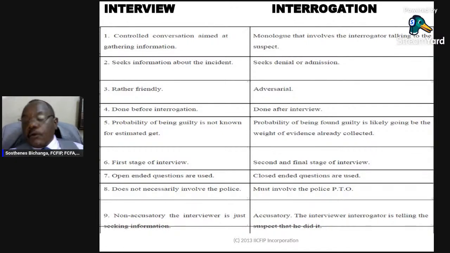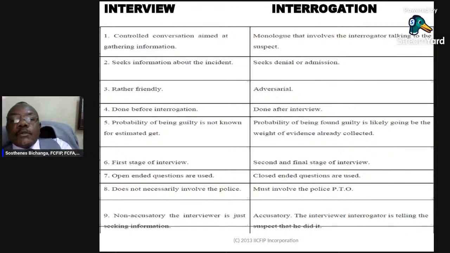These terminologies sometimes confuse: interview and interrogation. What is interview and what is interrogation? We have already defined interview. What is interrogation? Interrogation is a stage of interview where the interviewer is asking admission seeking questions. That is the theory that is done during the interrogation stage. So interrogation is like an advanced stage of interviewing.